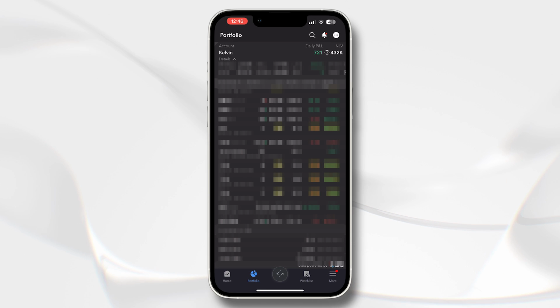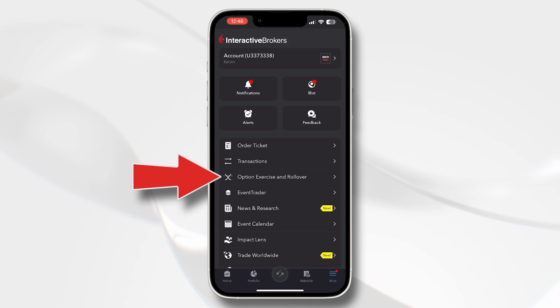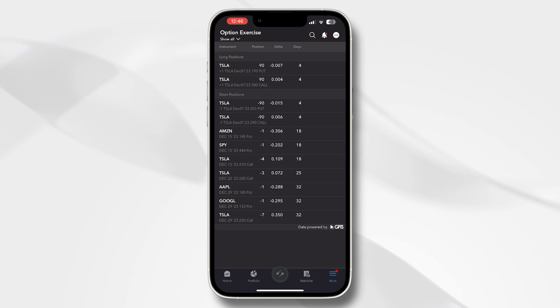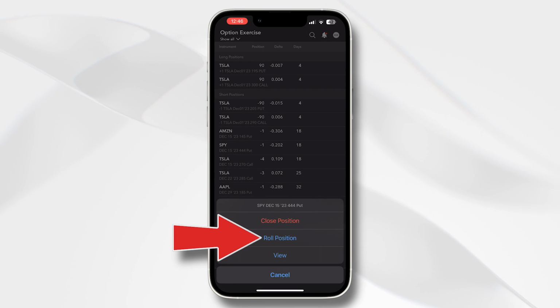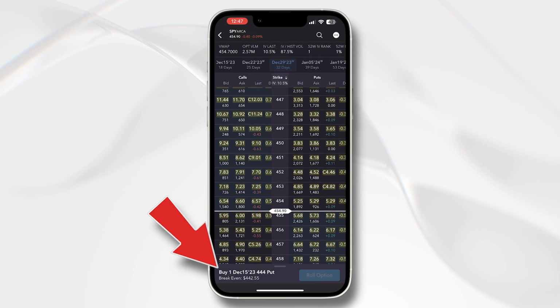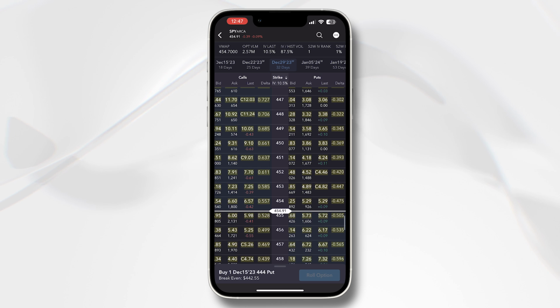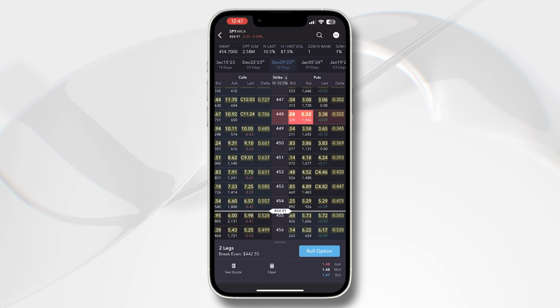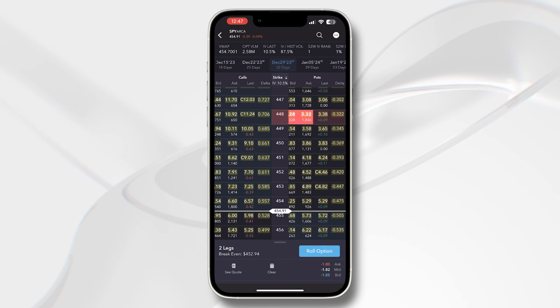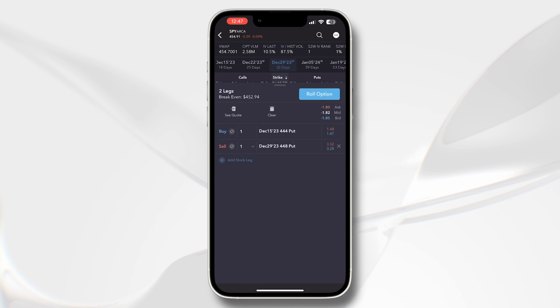To roll an option, tap on More on the bottom right, Option Exercise and roll over. Look for the option that you want to roll, then tap Roll. At the bottom, you will see that it is already going to buy back the option. So what you need to do now is look for a new option to sell. So in my case, I will go for the 30 days expiration 30 delta option.